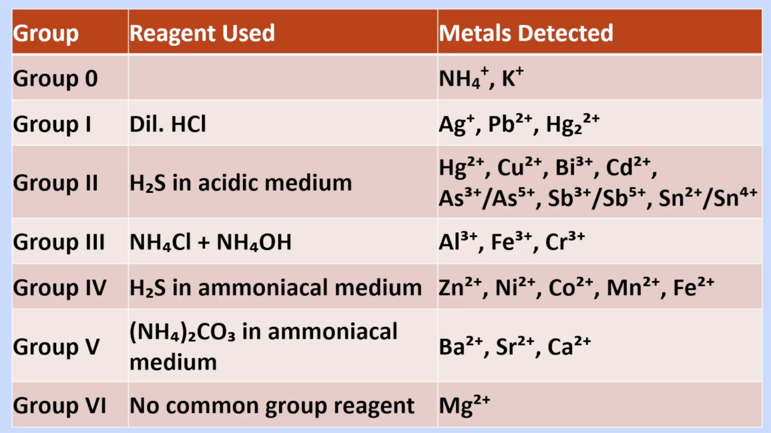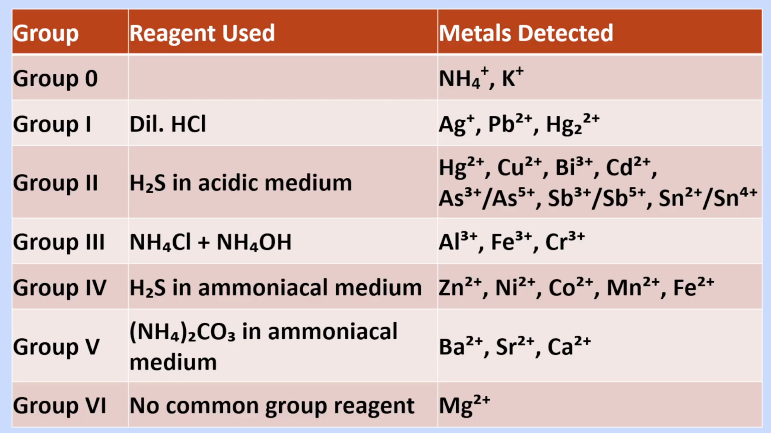In case of group 1, we use dilute HCl. It detects silver, lead and mercury. In group 2, we use hydrogen sulfide gas in an acidic medium. It precipitates cation like mercury, copper, cadmium, bismuth and even arsenic, antimony and tin in different oxidation states. In case of group 3, the reagent used is a combination of ammonium chloride and ammonium hydroxide. This helps detect aluminium, iron and chromium.